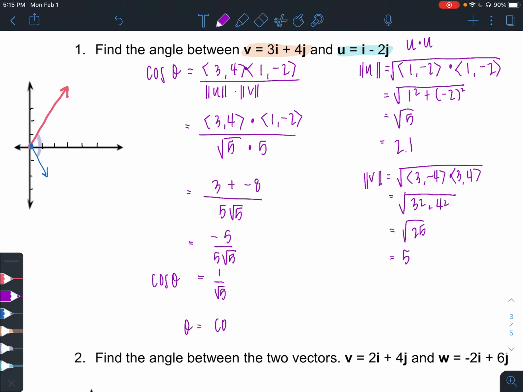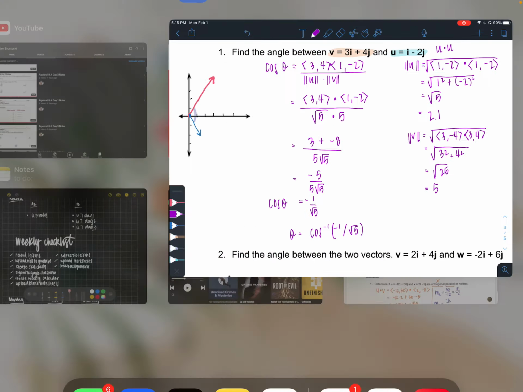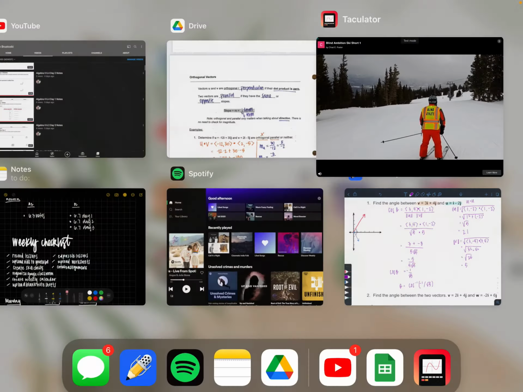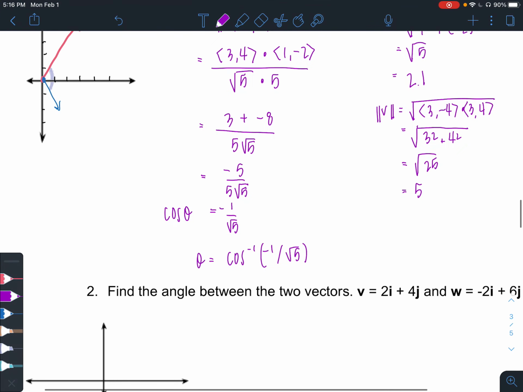But these are all equal to cosine theta, so then theta is equal to the inverse cosine of negative 1 over radical 5. So go to inverse cosine of negative 1 over the square root of 5. Hit enter, and we get 116.56, so we'll round it to 117 degrees. So theta is equal to 117 degrees.